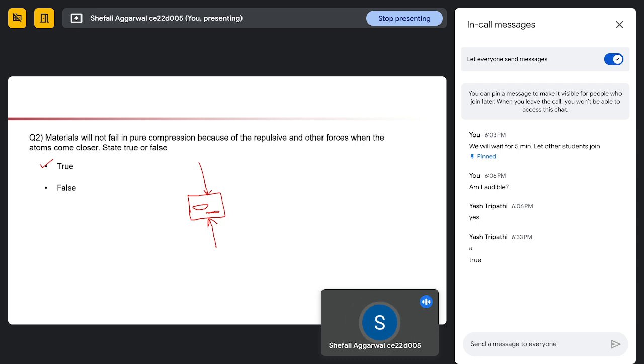So because of the repulsive forces of the material and other forces when atoms are coming closer, there will be very low chances of failure in terms of pure compression. So the answer is correct, true.